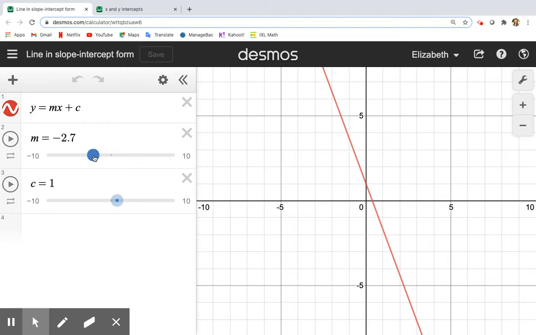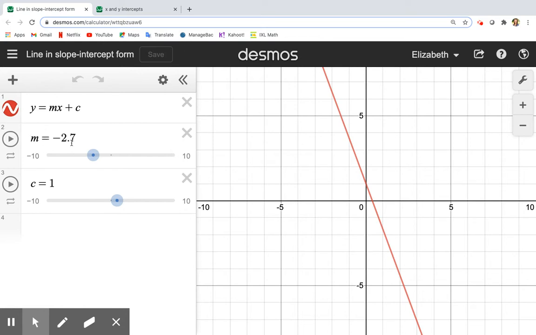If you notice, you can adjust the m and the c. M represents the slope of the line, c represents the y-intercept. The y-intercept's where it crosses this y-axis, this vertical axis. And slope is the steepness of the line. So the rise, the change between the y's, over the run, which is the distance between the x's. So that's how you calculate slope.